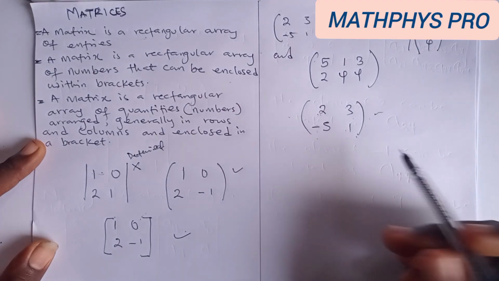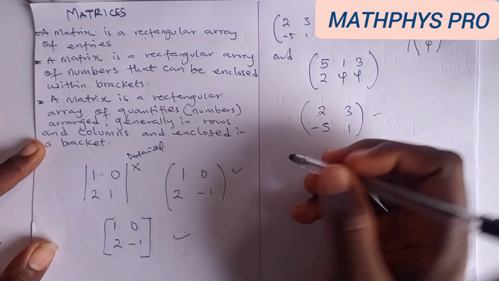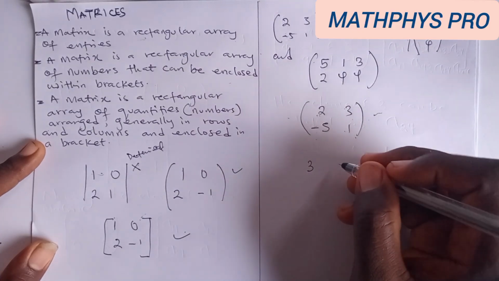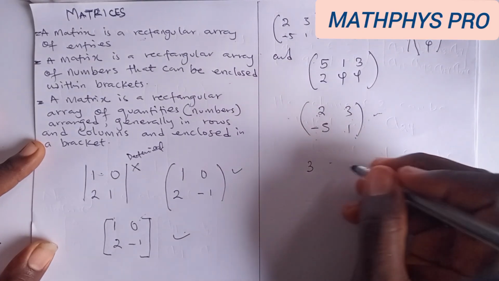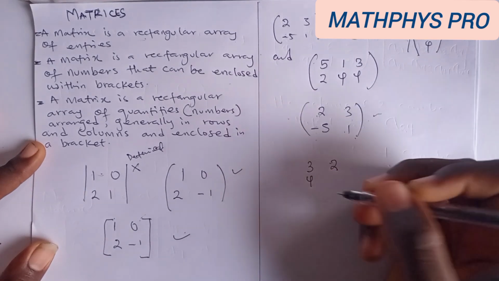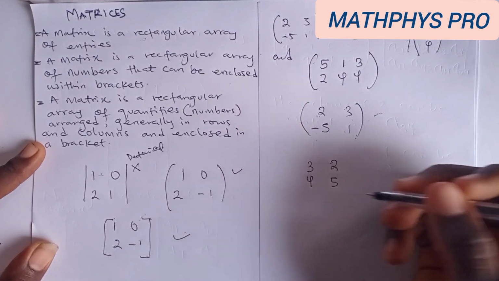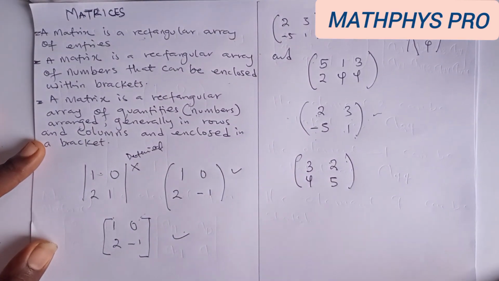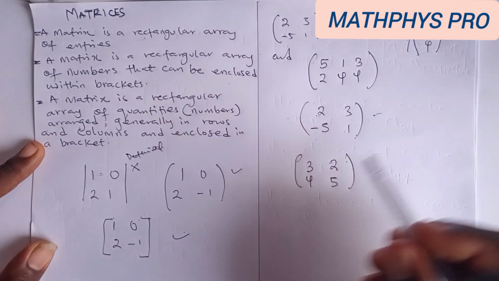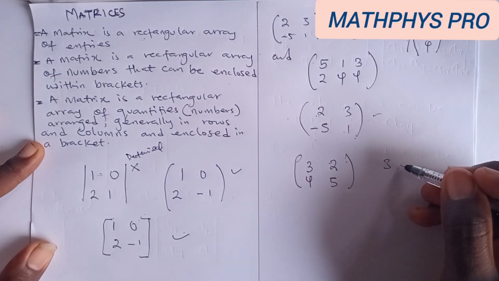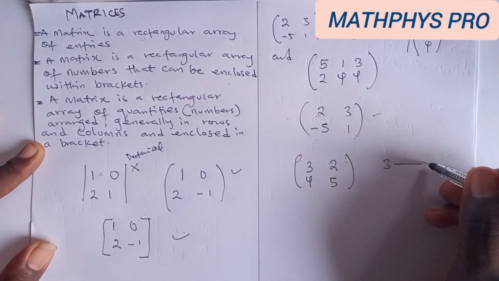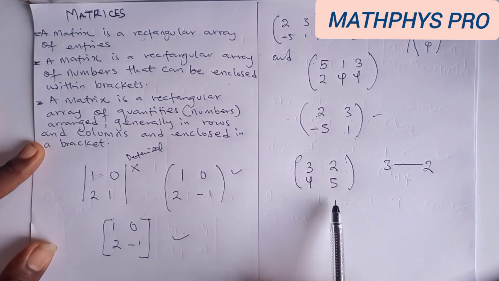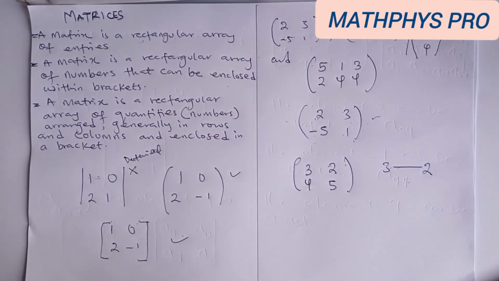Now, consider the following arrays of numbers. We have 3, 2, 4, 5. Now, 3, 2 is called the first row, and 4, 5 the second row.